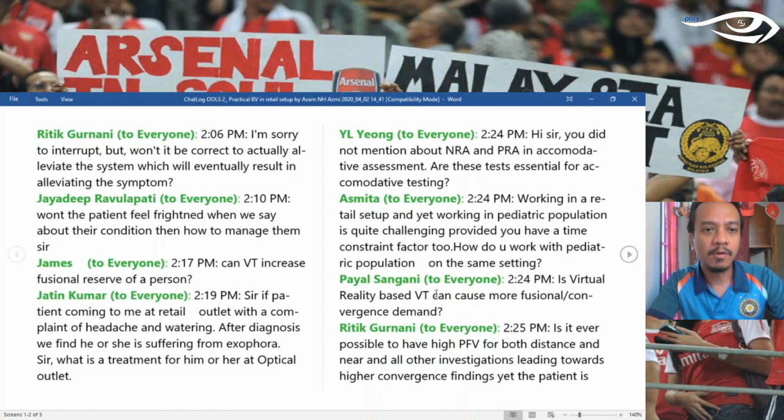The next question coming from James: can VT increase functional reserve of a person? Yes, that's the purpose of VT first and foremost. The vision therapy is meant to improve the vergence as well as the accommodation system at the same time.